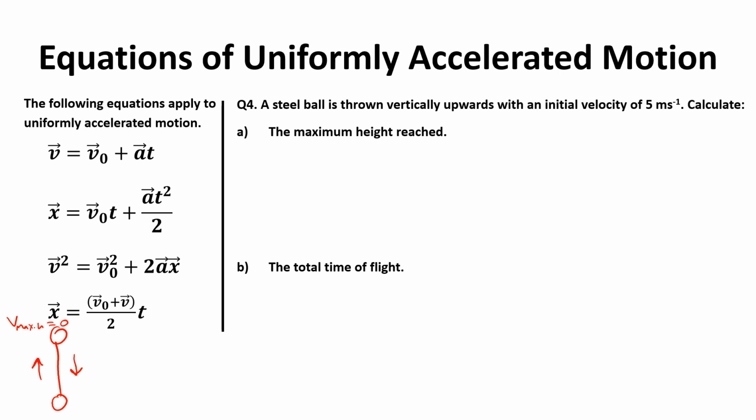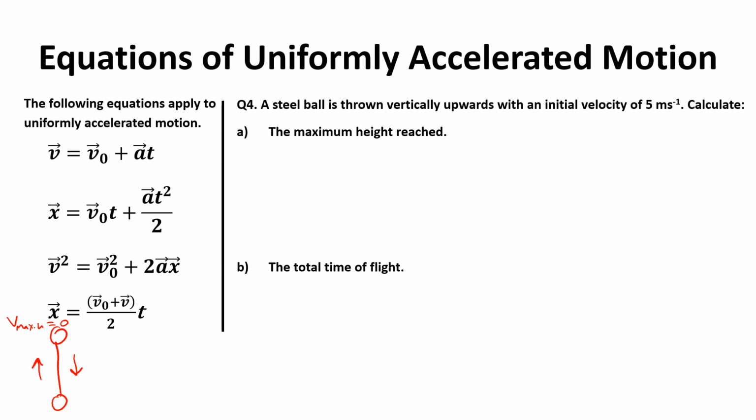Alright, and we take all upward directed quantities to be positive and all downward directed quantities to be negative, including the acceleration due to gravity, because acceleration due to gravity is downwards, therefore the value of a would be negative 9.8 meters per second squared.